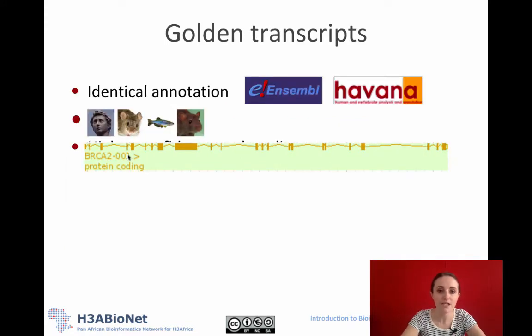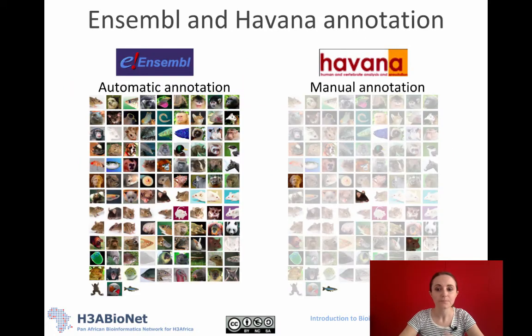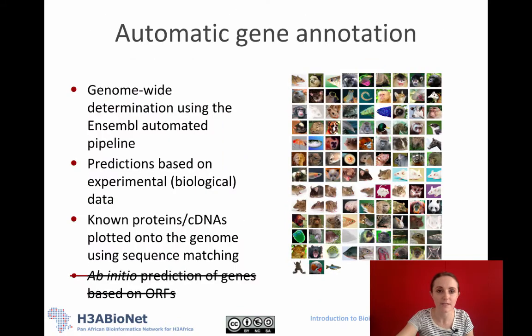So the golden annotation transcripts indicate identical annotation between two different methods, what we call the Ensembl automatic annotation and the Havana manual annotation. And we have these for human, mouse, zebrafish and rat. We do automatic annotation for every single species in the database, whereas the manual annotation is done only for this smaller subset.